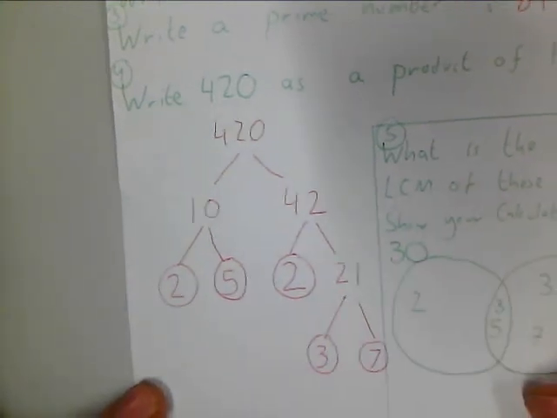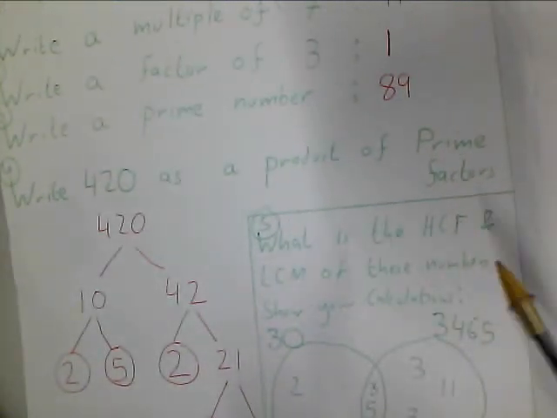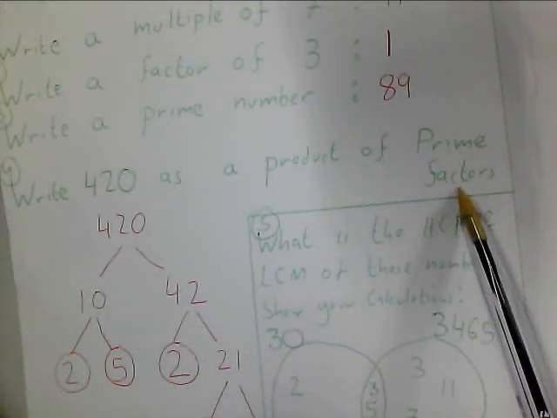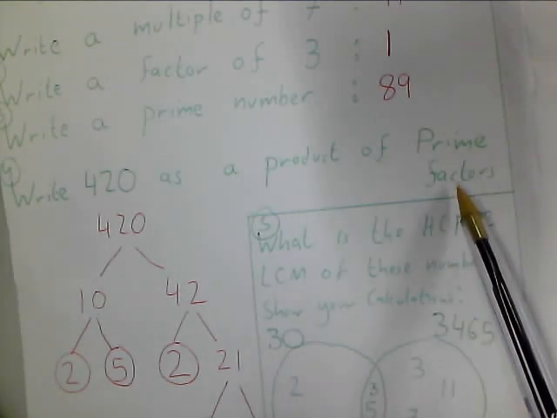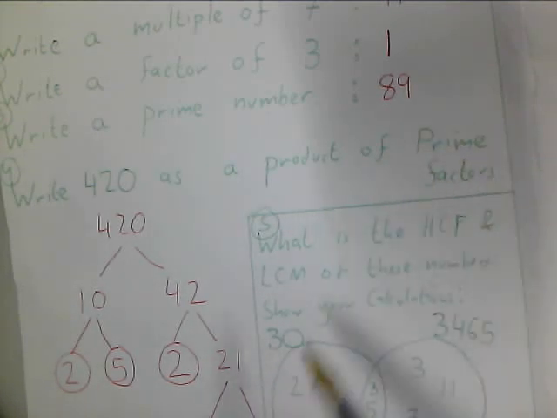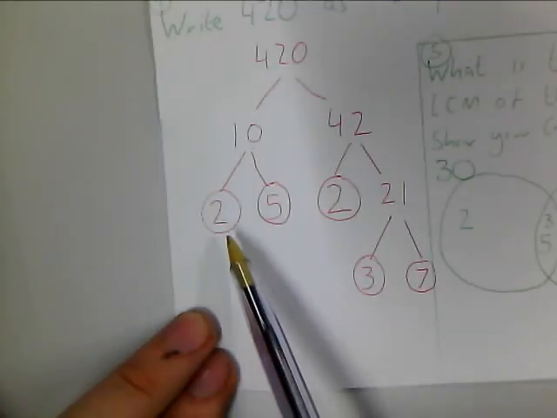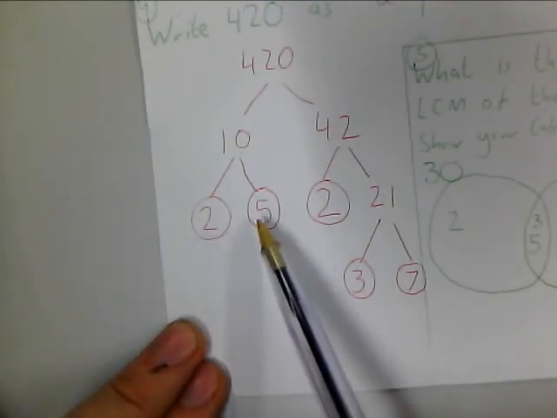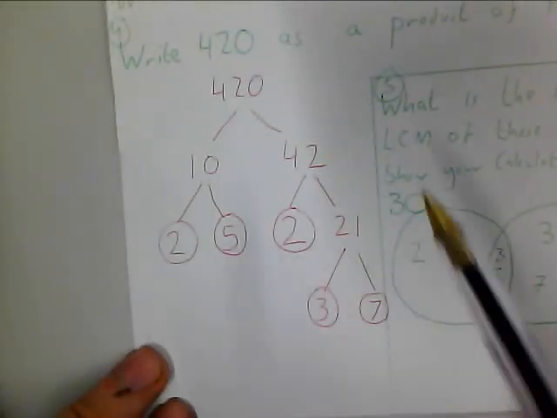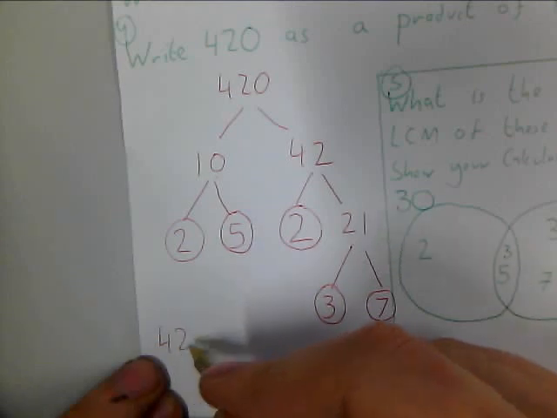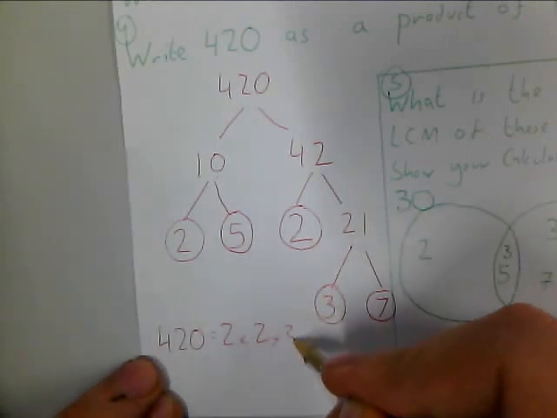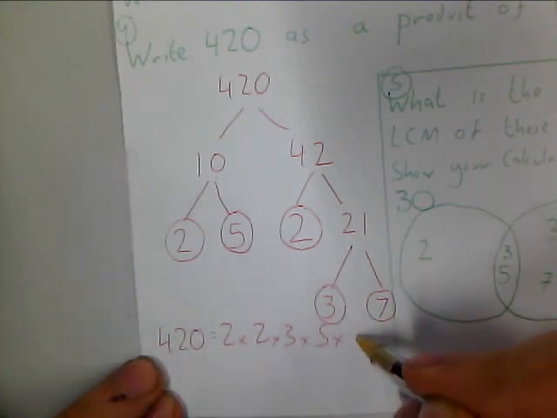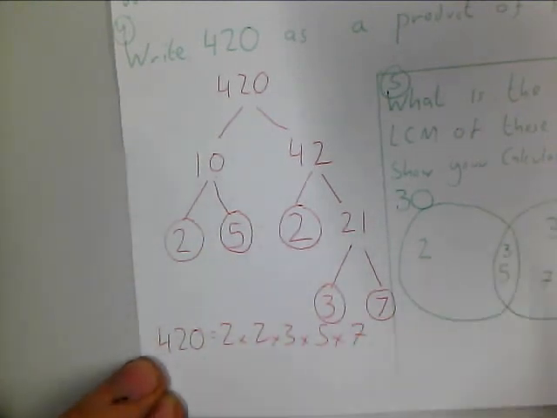Now it might be tempting to finish your answer here, but the question is specifically asking you for the product of prime factors, where product means the result from multiplication, and prime factors are prime numbers that go into the number. So here are my prime factors: 2, 5, 2, 3 and 7. So the product will be these numbers multiplied together. So I'll just say 420 equals 2 times 2 times 3 times 5 times 7. And that is my final answer.